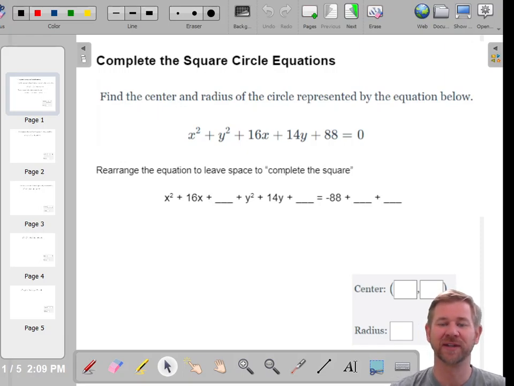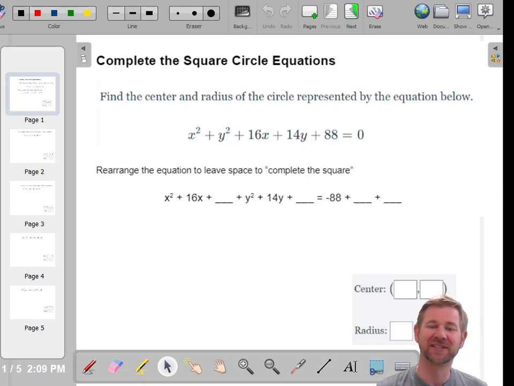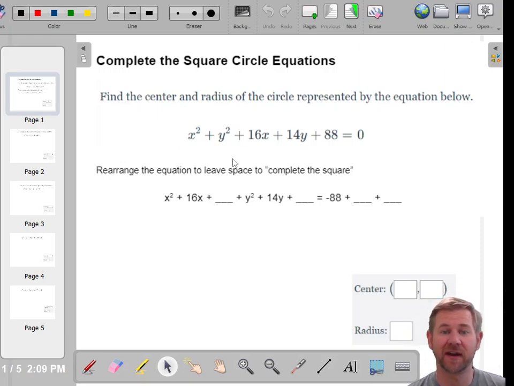Hello everyone, we are going to use what we have learned about completing the square to convert some equations of circles. And I'm going to show you how this works. You have a lot of variables in these equations. Don't freak out, it's okay.